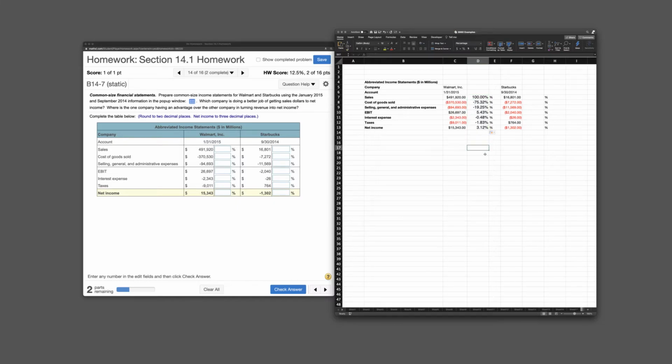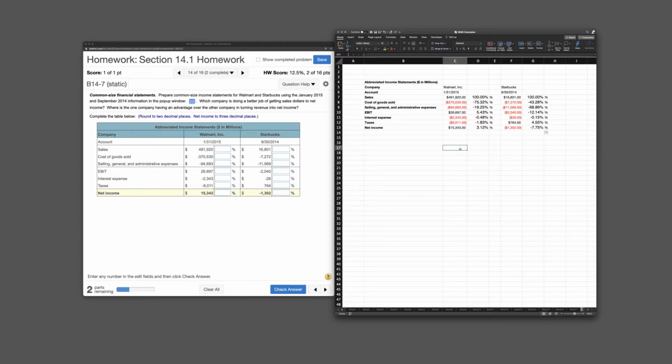Again, always based off of sales. So hopefully you see the pattern here. I'm just going to make the denominator, those sales, absolute, so we can just bring them down with an absolute cell reference, not going anywhere. Okay, so remember, again, we're just dividing by total sales.